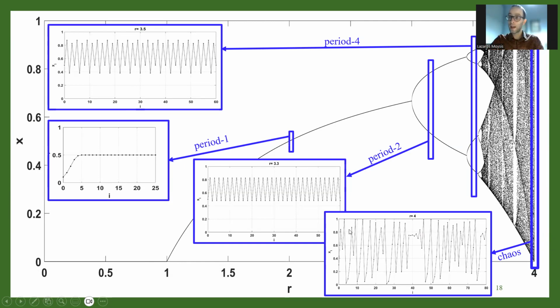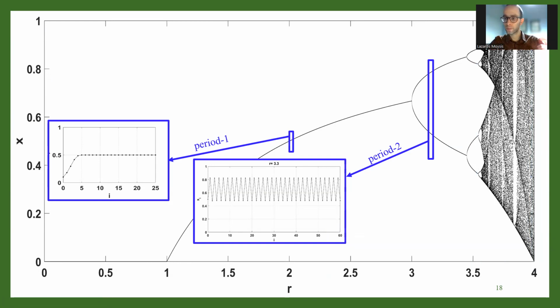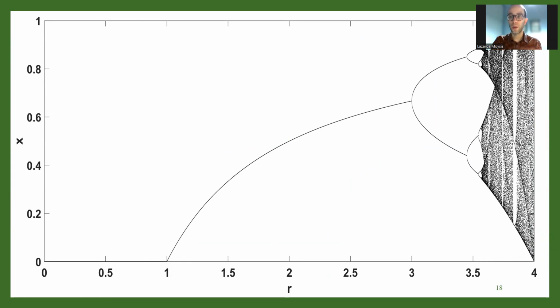So by looking at this diagram, I can immediately understand what happens for each parameter value. And I can also understand how I transition to chaos. Looking at that, I can understand that when I increase the parameter r, I go from a steady state of 0, then to period 1 in a non-zero equilibrium. Then I go to period 2, and then I go to period 4, and then I go to period 8. And then I go into chaos.